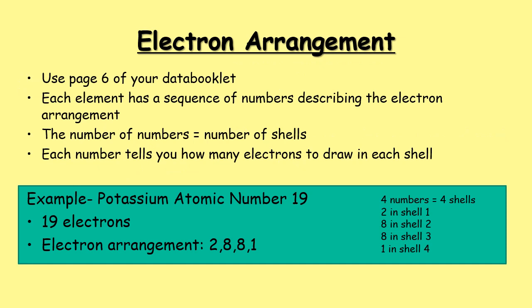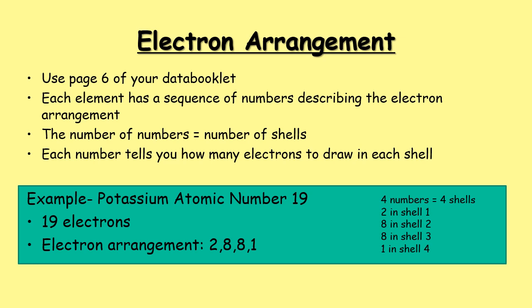On page 6 of your data booklet is where you will find something called your electron arrangement. At the bottom of each box for each element, you'll see a sequence of numbers. It's that sequence of numbers that is the electron arrangement. The number of numbers in that sequence tells you how many shells there are around the nucleus, and the value of each number tells you how many electrons to draw in each shell.